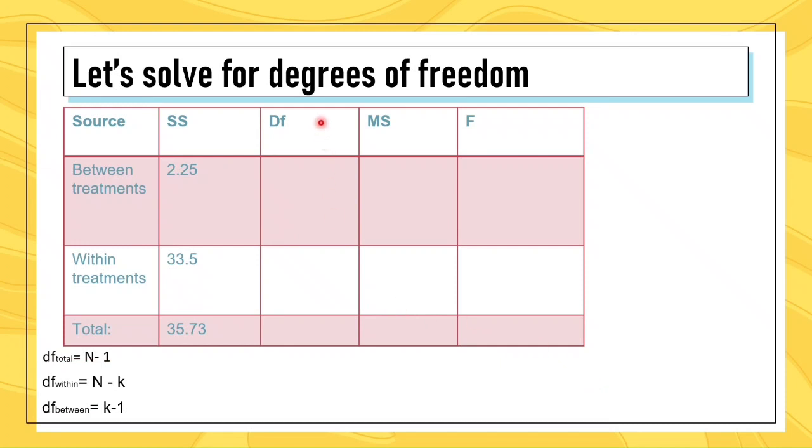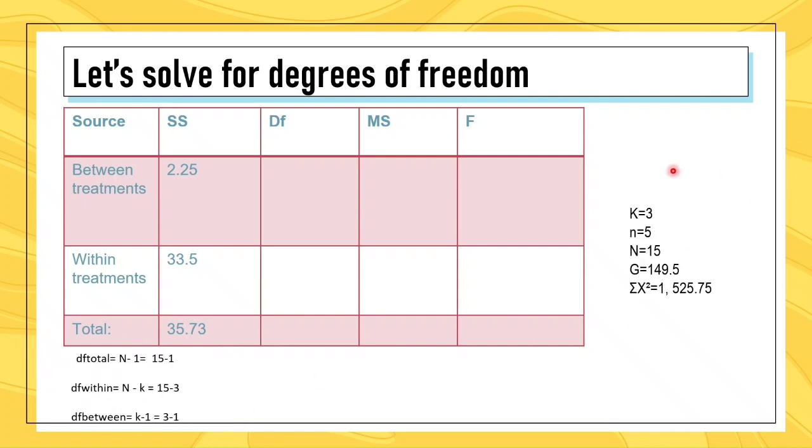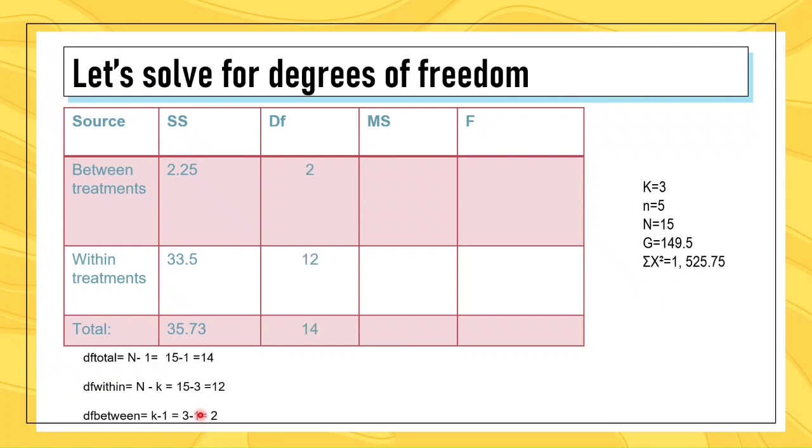In degrees of freedom, we have a three formula. Use the letters to understand where we get the 15 and 3. So 15 minus 1 is equal to 14. 15 minus 3 is equal to 12. 3 minus 1 is equal to 2. So that's why we get this. So let's proceed to MS.